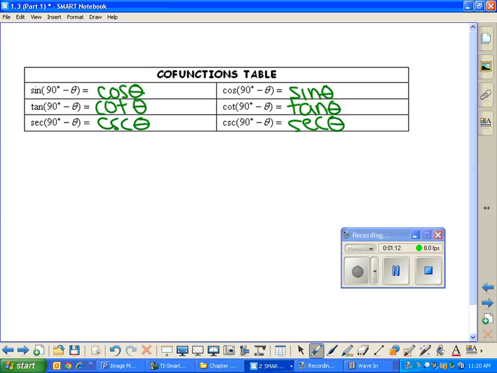Is that clear to everyone, this chart? This chart should make sense to you. You guys investigated it yesterday, that the sine and the cosine, the tangent and the cotangent, and the secant and the cosecant, those are cofunctions. If you have cofunctions and two angles that add to 90, they will be equivalent. They will evaluate to equivalent.